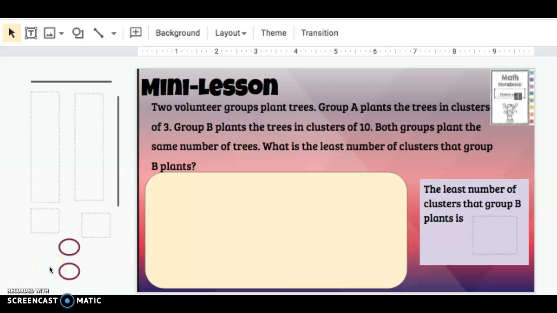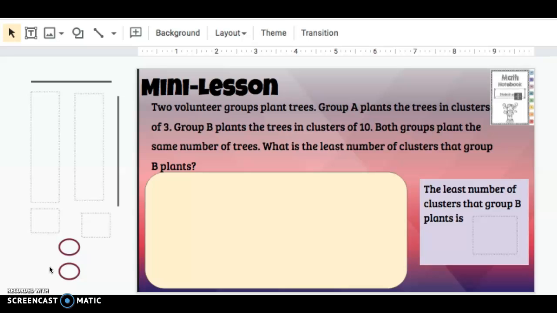Alright, so last week we learned what LCM was, and what we determined is that LCM is the least common multiple. That means it's the smallest number that two or more numbers have in common when you list out your multiples in your multiplication problem. So for instance, 3 times 1 is 3, 3 times 2 is 6, 3 times 3 is 9, and so forth.